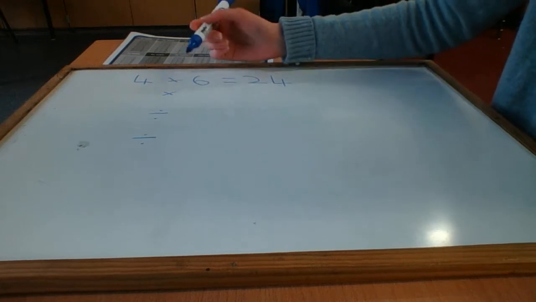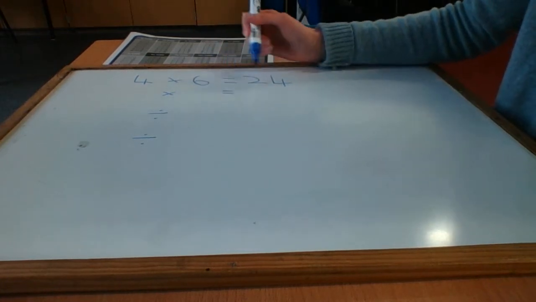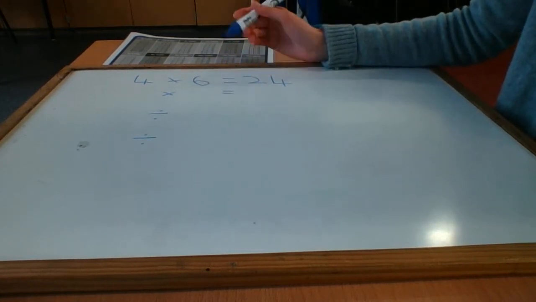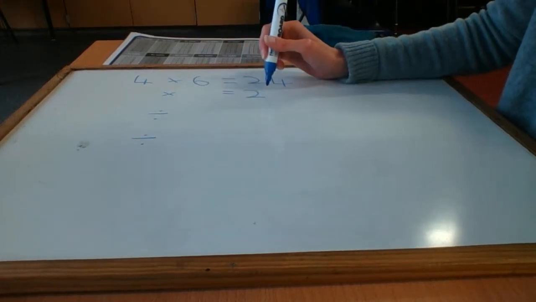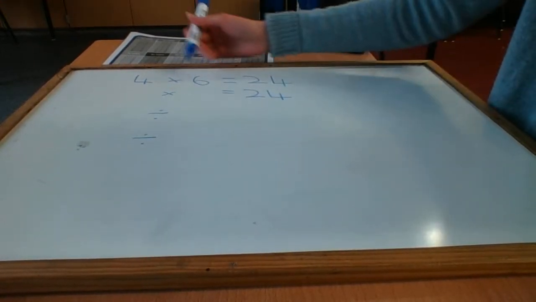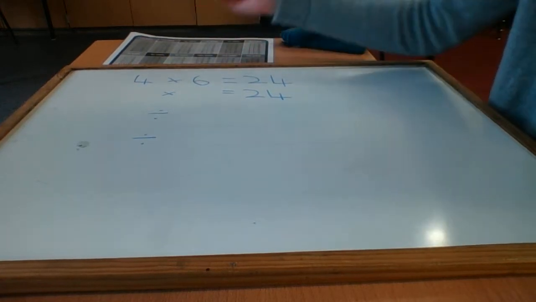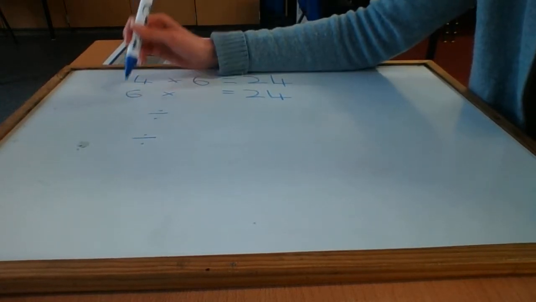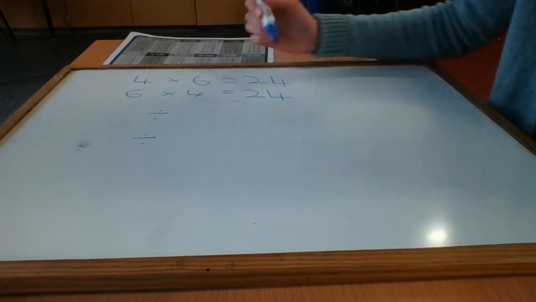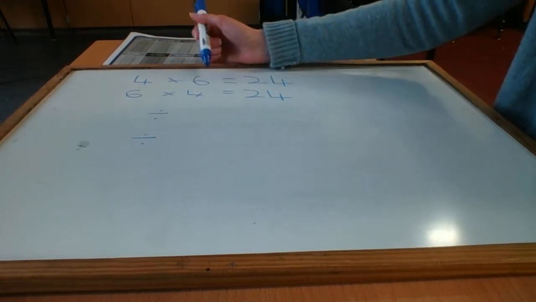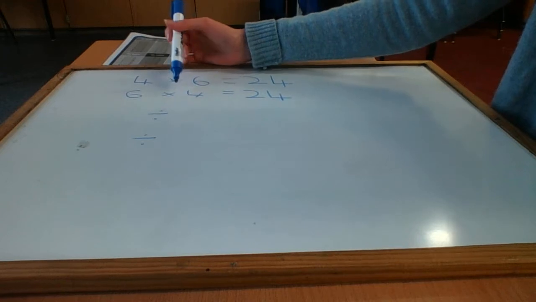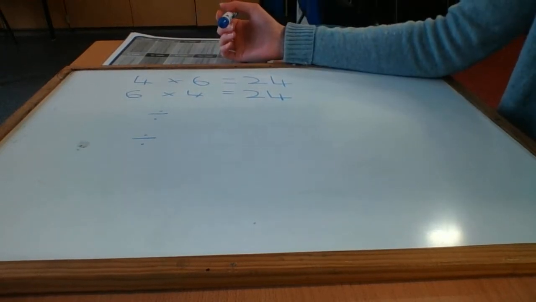So with multiplication, largest numbers always last. So that will still be 24. And then these ones I can just switch around. So 4 times 6 is 24. I also know that 6 times 4 is 24. 4 lots of 6 is 24, and 6 lots of 4 is 24.